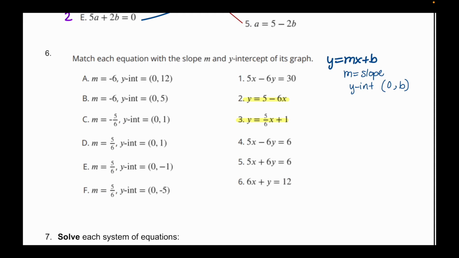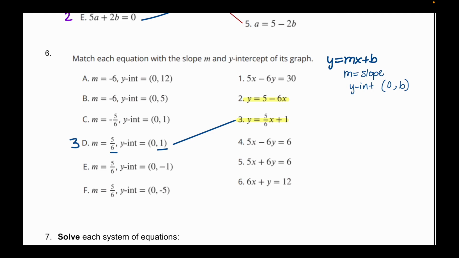So that looks like D. I have a slope of 5/6 and an intercept of 1. D is going to go with 3, and those ones will match up. I don't need to circle it, actually. I'm just going to write number 3 next to it.